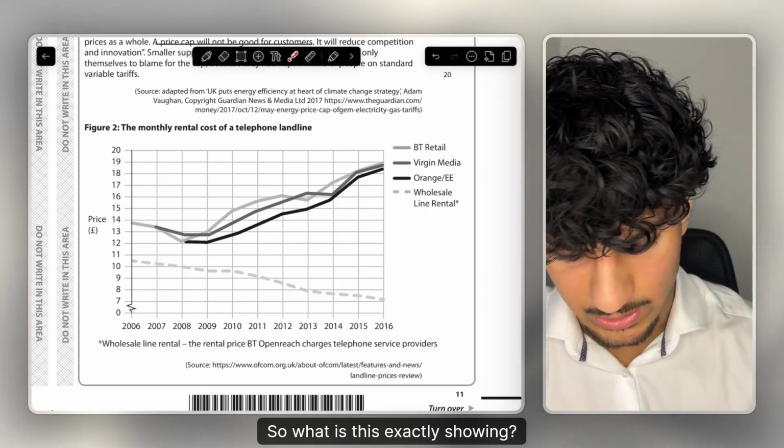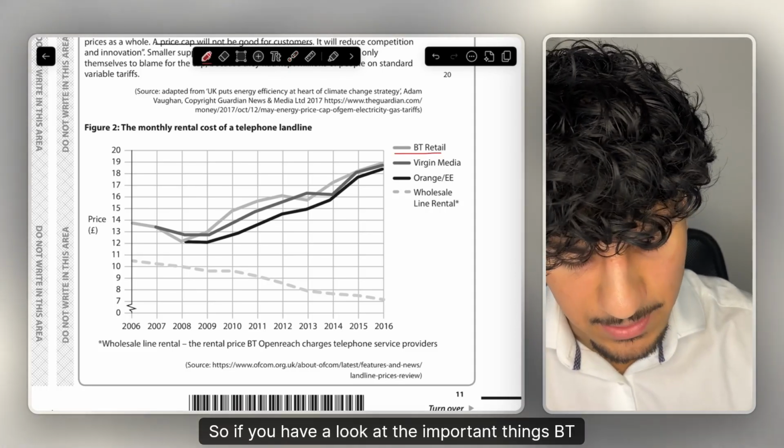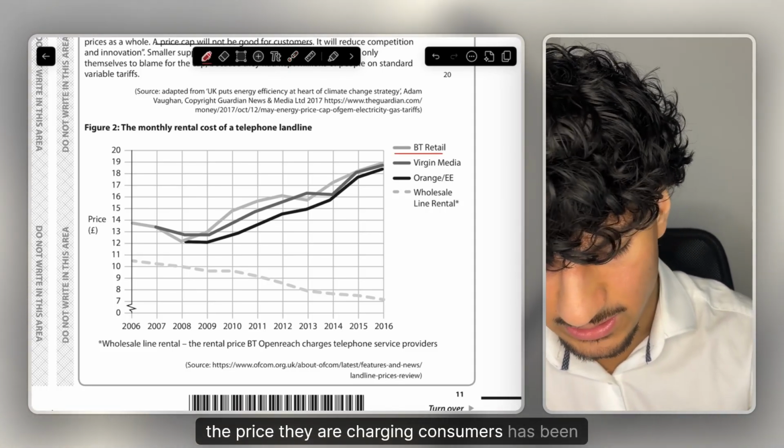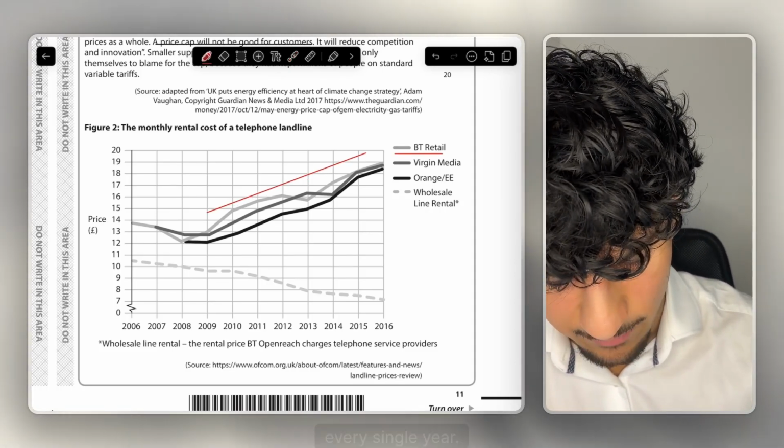So what is this exactly showing? If you have a look at the important things, BT Retail, the price they are charging consumers has been steadily increasing every single year.